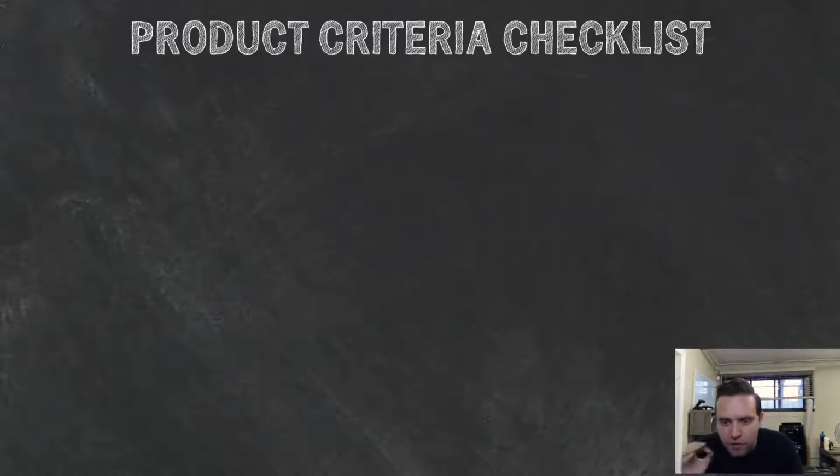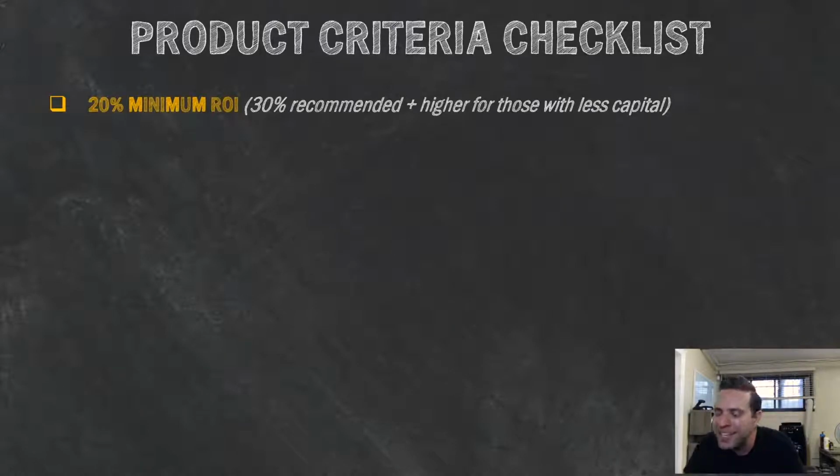But by the end of this module, you should be able to tweak this product criteria checklist and adjust it to what works best for you. But this is just a rough guide. It is not set in stone. So this is my recommended criteria for you when you are doing product research, when you're looking these products up on Amazon. This is what you should be looking for.